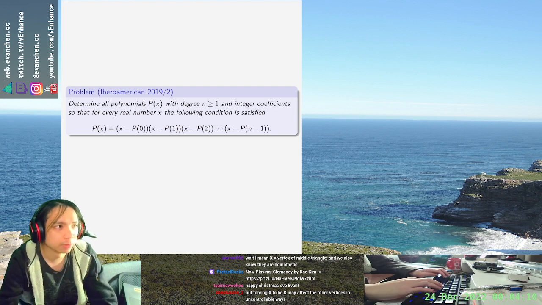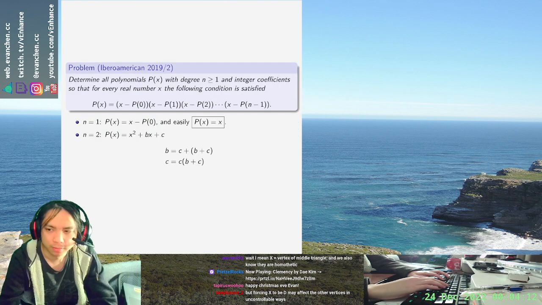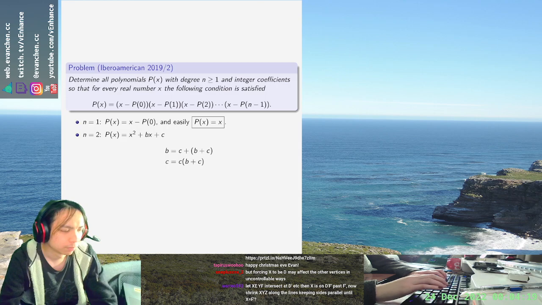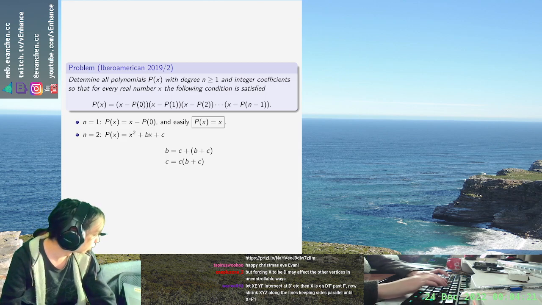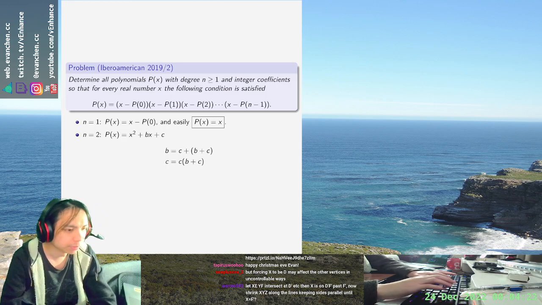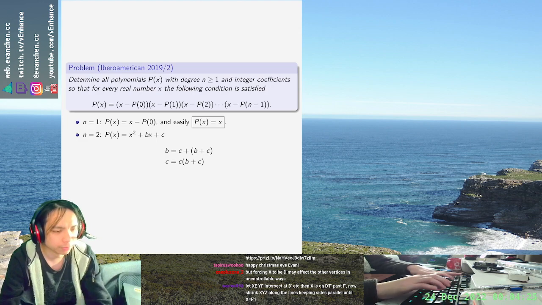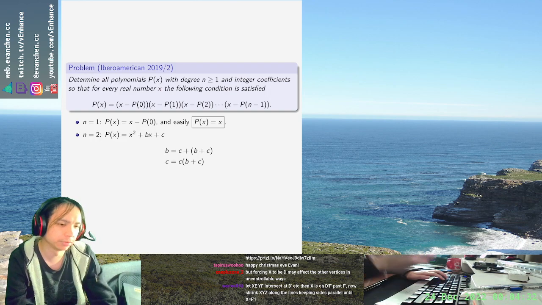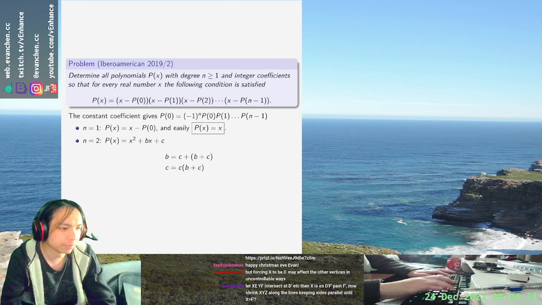Why is it not compiling? In general, I should just say the constant coefficient is p0 equals minus 1 to the n times p0, p1, pn minus 1. Oh, okay, so this is where integer coefficients comes in. So either p0 equals 0, or everything else is absolute value 1. It's a pretty constraining condition.